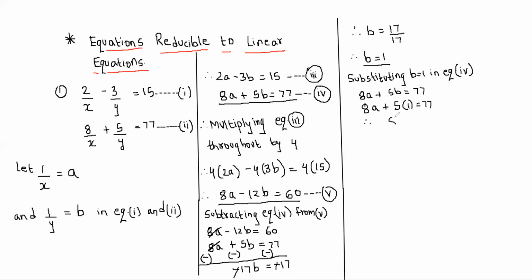Therefore, 8a plus 5, the 5 will go to that side. It will become minus 5. Therefore 8a is equal to 77 minus 5. 77 minus 5 is 72. Therefore, a is equal to 72 upon 8. Therefore, a is equal to 9.